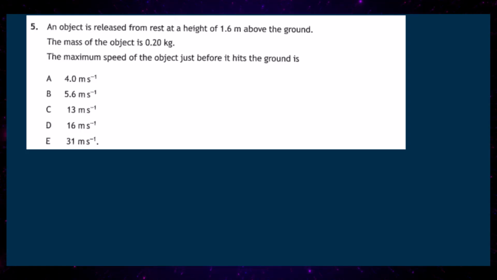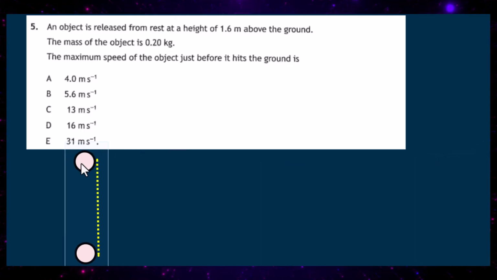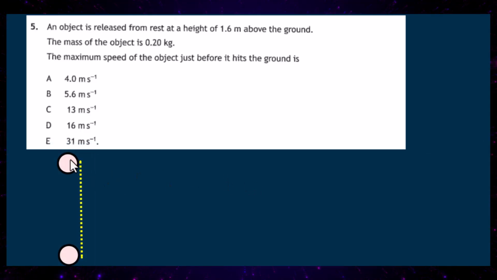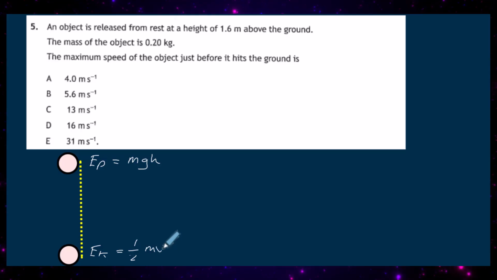This is a conservation of energy problem. Here we have the object at the top and the object falling down here at the bottom. Now at that height of 1.6 metres, it's going to have what we call gravitational potential energy. Up here, gravitational potential energy is going to equal mgh. Now, assuming all that gravitational potential energy is transferred into kinetic energy just before it strikes the ground, the kinetic energy is going to be equal to 1/2 mv squared.